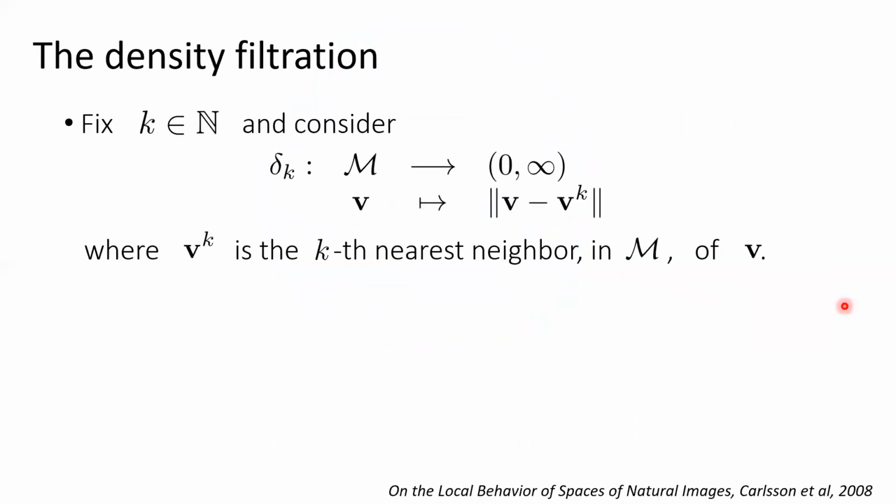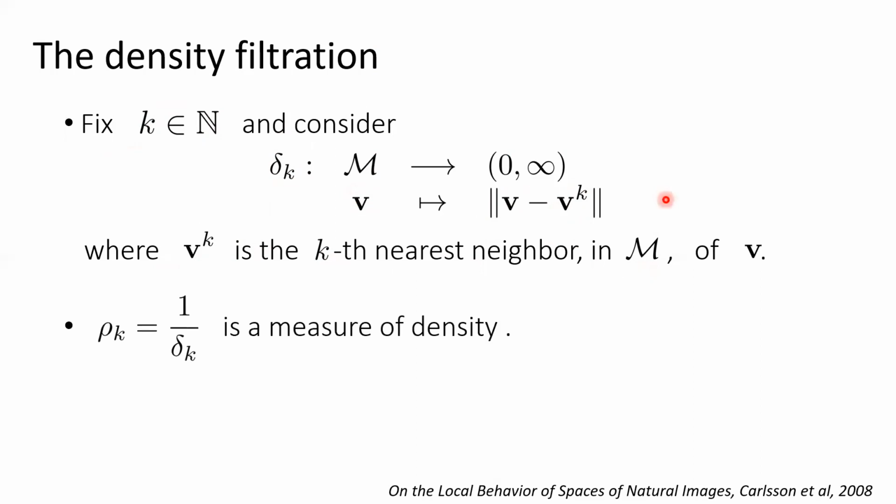This is a question that Carlsson and others tackled almost 12 years ago. They said, okay, let's look at the regions that are most important in this data set. How did they do it? They said, let's fix an integer k, and we're going to consider this delta k, which is going to measure, for each v in the data set, the Euclidean distance from v to vk. And what is vk? Vk is the kth nearest neighbor of v in M, right? So it's looking at the distance from v to its kth nearest neighbor in the data.